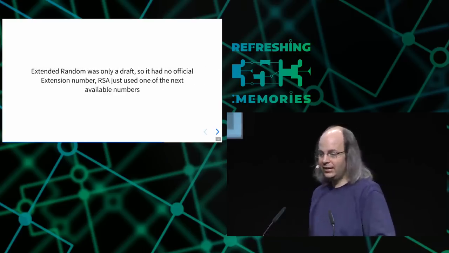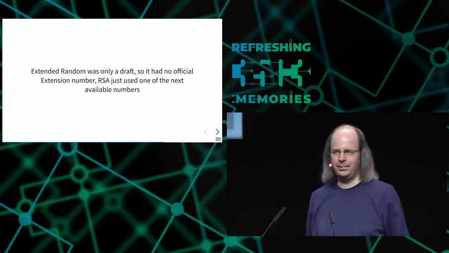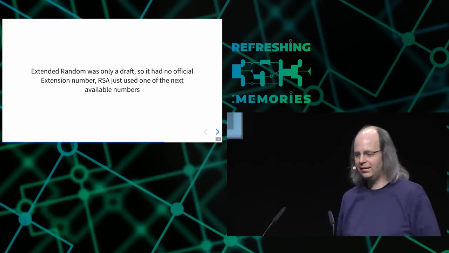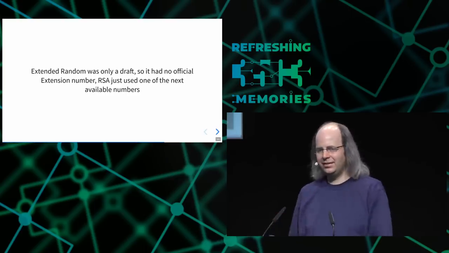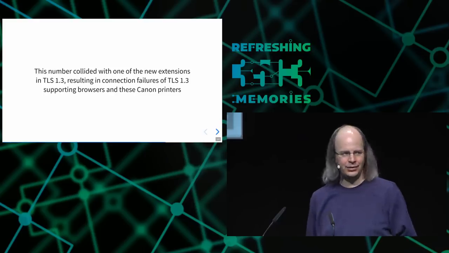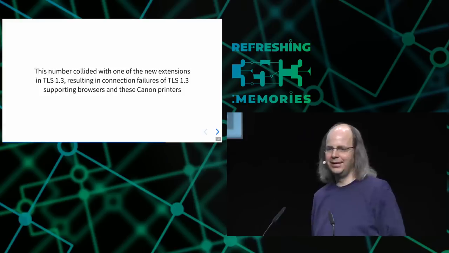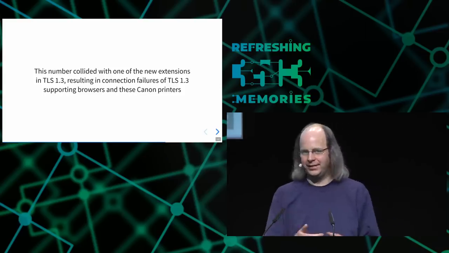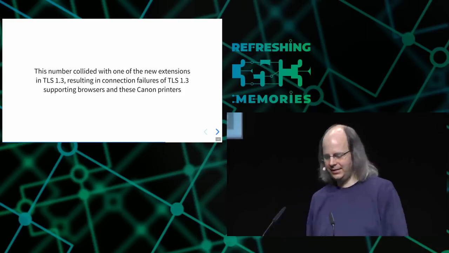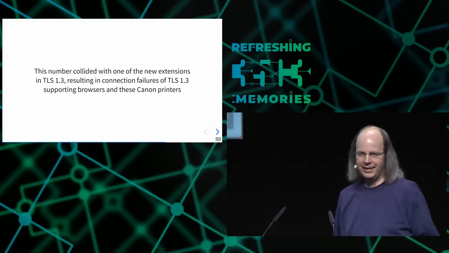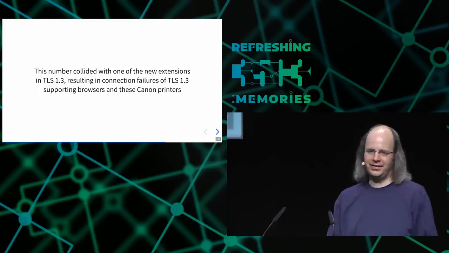And as extended random was only a draft, it had no official extension number. Such a TLS extension has a number so that the server knows what kind of extension this is. And for this implementation, they just used the next available number. And it turned out that this number collided with one of the mandatory extensions that TLS 1.3 introduced. So these Canon printers could not interpret that new extension. They thought this is extended random, and it didn't make any sense, and so you had connection failures. Eventually, in the TLS protocol, they just gave this extension a new number, and then this no longer happened.